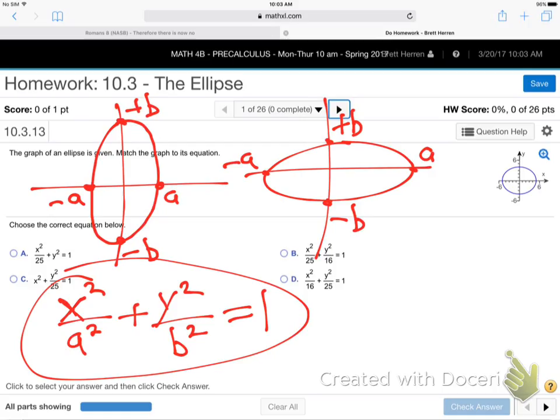How is this different than the parabola equations that we did last week in 10.2? What's different about the x and the y, for example? Do you notice something right away? Both squared. Both squared, exactly. Everybody see what Tim's seeing? Both x and y are squared, right?